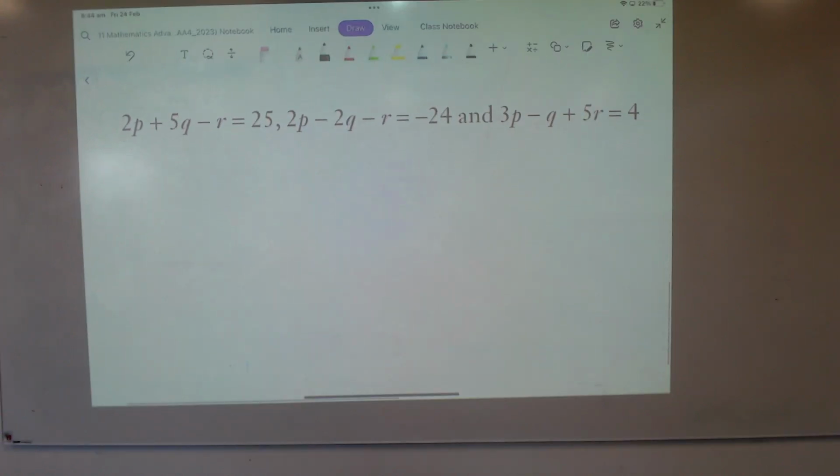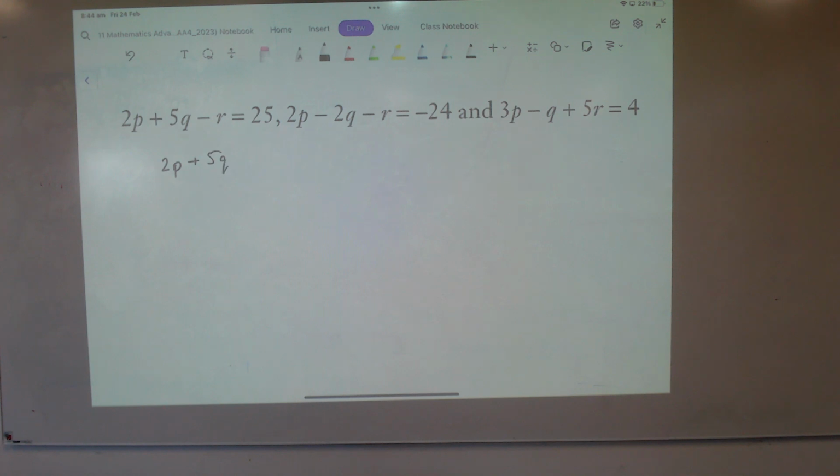So this one, we're using P, Q, and R. I'm going to start by doing it as one above the other. 2P plus 5Q minus R equals 25. 2P minus 2Q minus R equals minus 24.